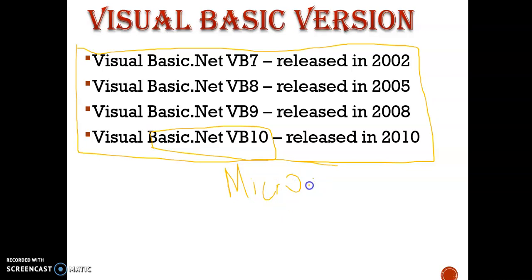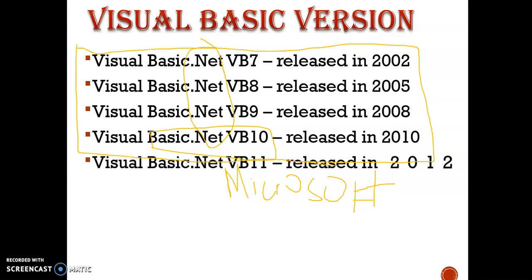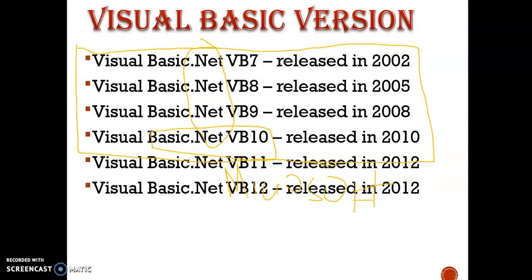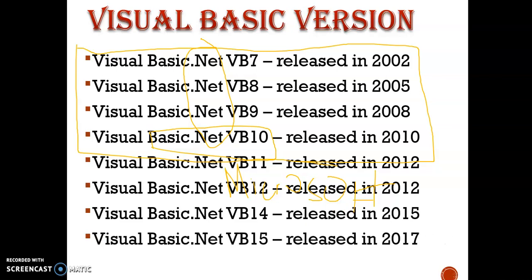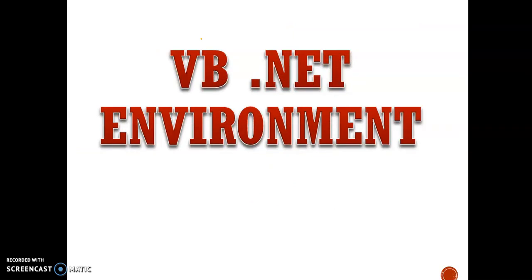So, kung mapapansin ninyo, yung other version from VB1 hanggang VB6, wala siyang .NET kasi hindi siya gawa ng Microsoft Corporation. Okay? Since ito, ginamitan na ng .NET, inangkin na siya ni Microsoft. Okay? Then we also have the VB.NET 11. It was released in 2012. The Visual Basic.NET 12, which is released in 2012 also. The VB.NET VB14, released in 2015. And VB.NET VB15, released in 2017.